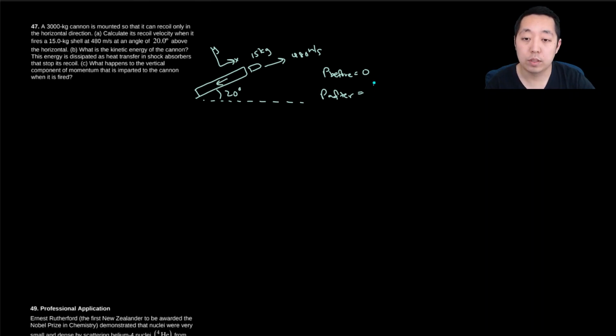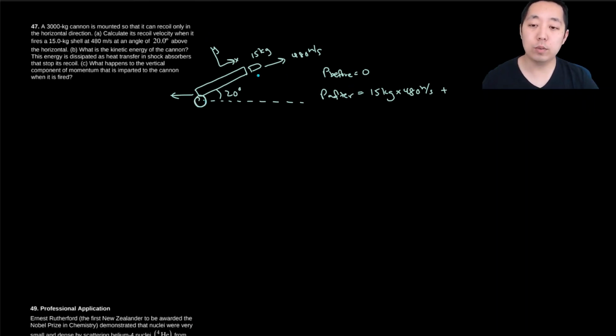So the after, it's equal to 15 kilograms times 480 meters per second plus the cannon's momentum. This thing can only recoil in the horizontal direction. I see. So this thing has wheels, and so it's going to recoil in this direction, with this velocity. So the way you want to do this is to say, well, what happened? If I think about the momentum before in the x direction, it is 0, and after in the x direction also needs to equal 0.